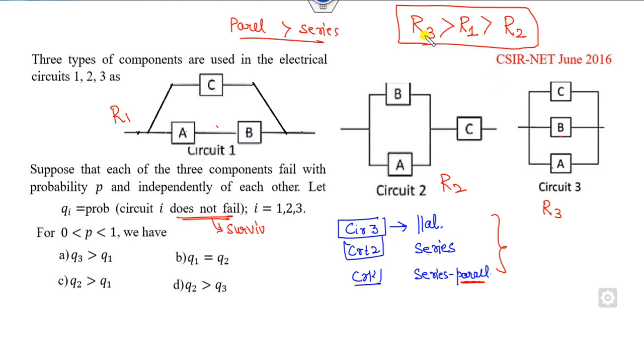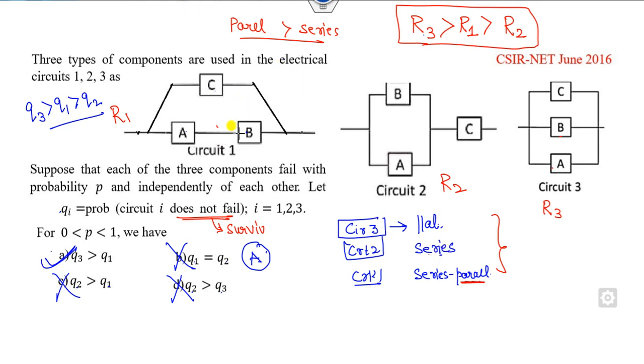Now you can see R3, that means Q3. Q3 is greater than Q1, which is greater than this. So which relation holds? Q2 greater than Q3, false. Q2 greater than Q3, false. Q1 greater than Q2, false. So the right answer is only A. So if you remember these simple tips: reliability of the parallel is always greater than that of the series, and series-parallel is always greater than that of the series.